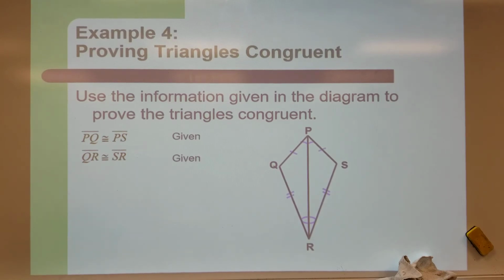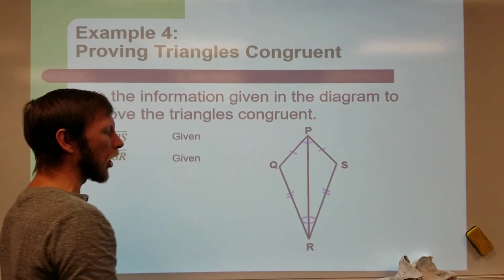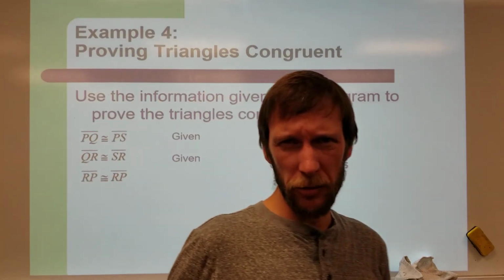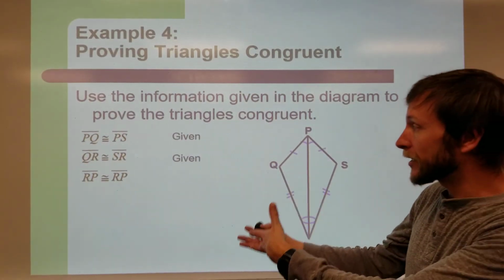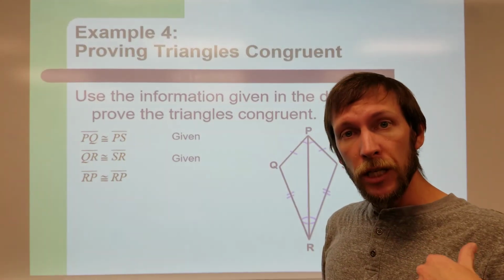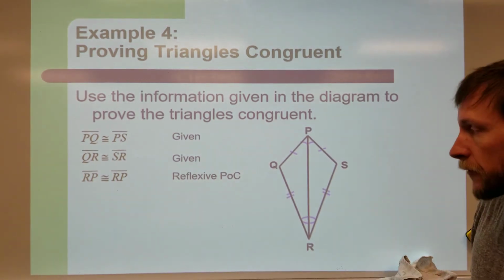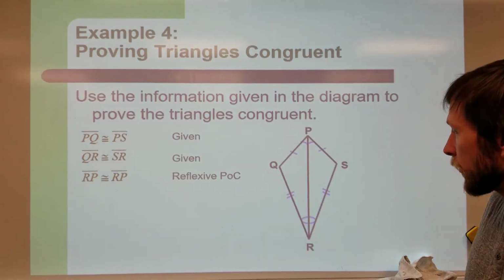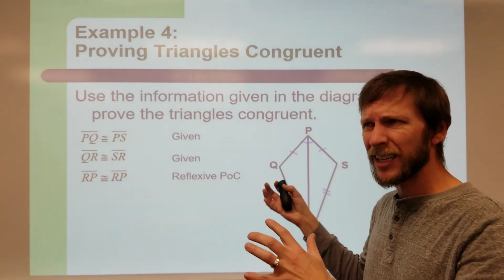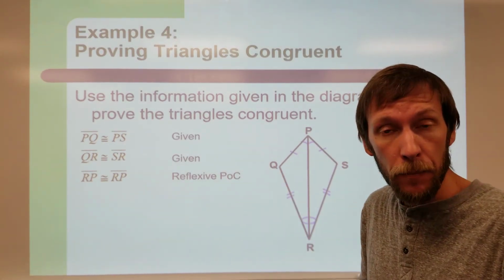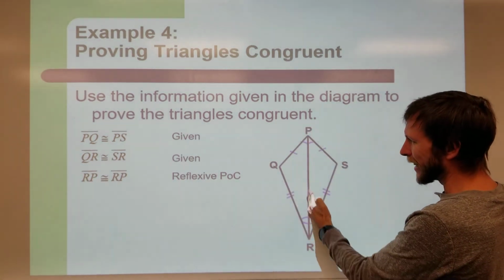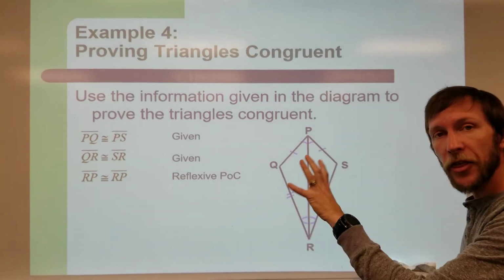And then we're going to note that this segment that connects point P to point R is a shared segment, right? It's in both triangles. And so it's congruent to itself. RP is congruent to RP. We got to think back to the reflexive property of congruence. The reflexive property here says that this segment is congruent to itself. It's a shared segment. It's not like it's overlapping. It's the same exact thing. And so obviously it's congruent to itself. These are congruent to each other, these are congruent to each other, and this is congruent to itself. So we've got 3 pairs of sides.